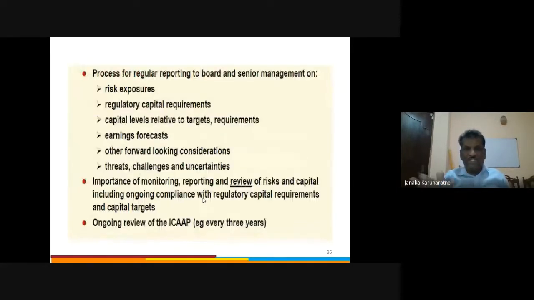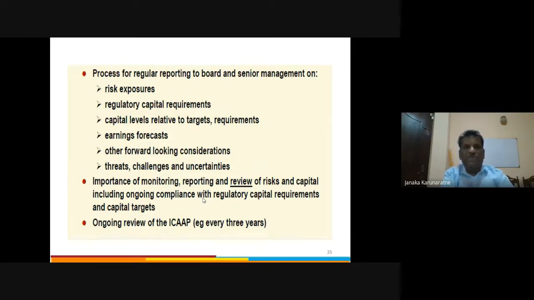Okay, so we'll finish this slide and take a little break. The process for regular reporting to the board and senior management. So it's very, again, important. Now, all these activities are part of your operational management as well. But you must bring them now to the board and senior management so that they are the policy makers, or the people who make policy decisions of your bank.